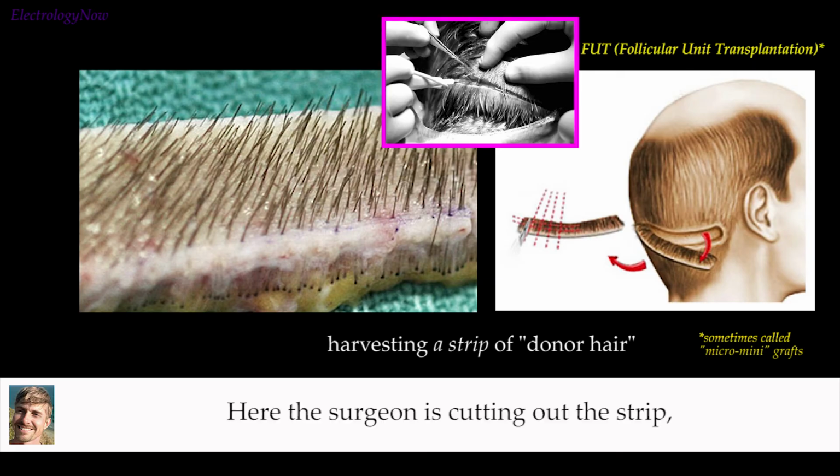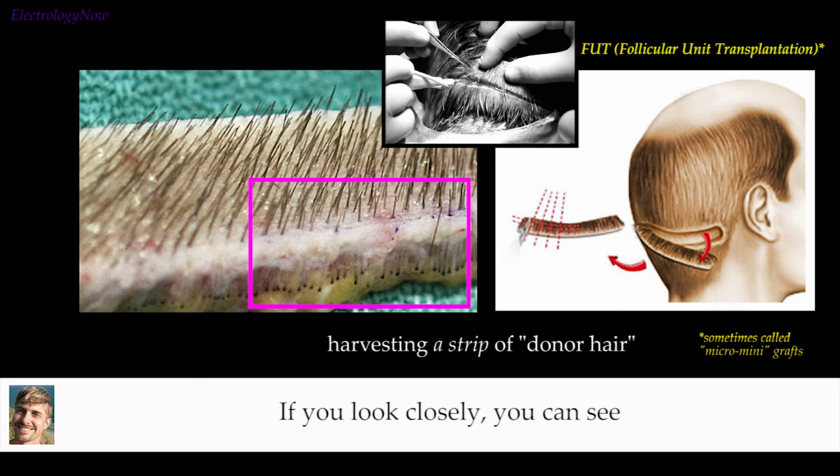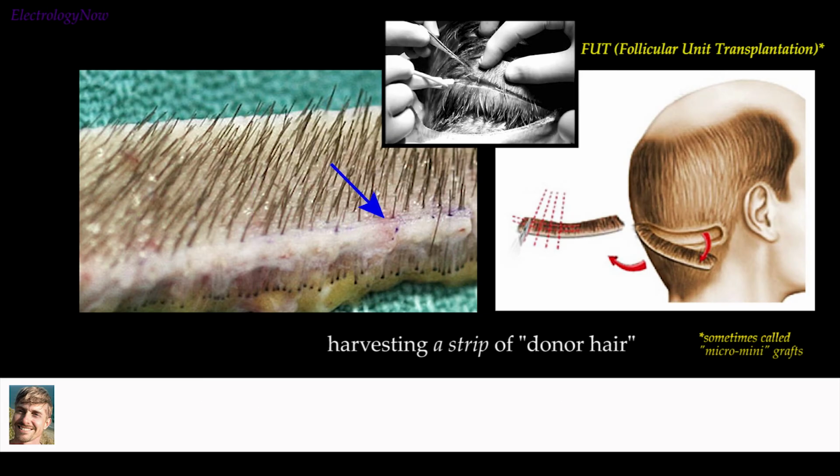Here, the surgeon is cutting out the strip. I made this photo black and white because the color photo was just too gross. Here, you see the actual harvested strip of donor hair. If you look closely, you can see all the layers of the skin. That purple line is the surgeon's marker pin.